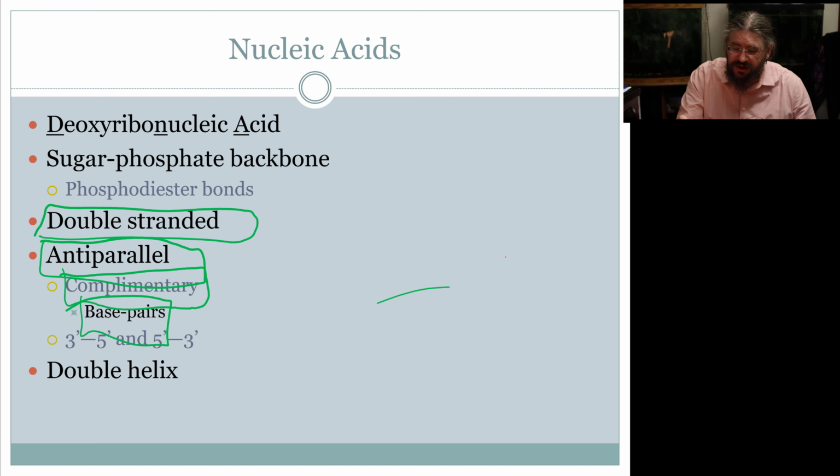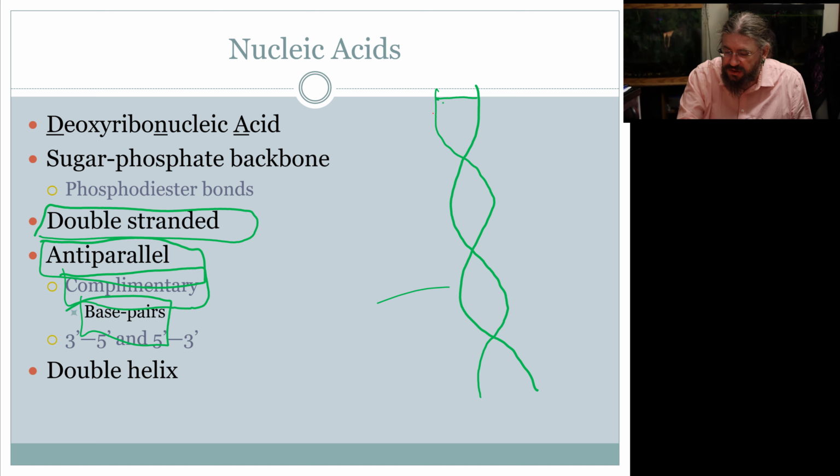What does that look like? You've probably seen it before. Draw a ladder and then twist your ladder. It's a twisted ladder. So it's always drawn like this, where the little bars or rungs in the ladder represent the hydrogen bonds between base pairs. And there we go. We have our double helix.